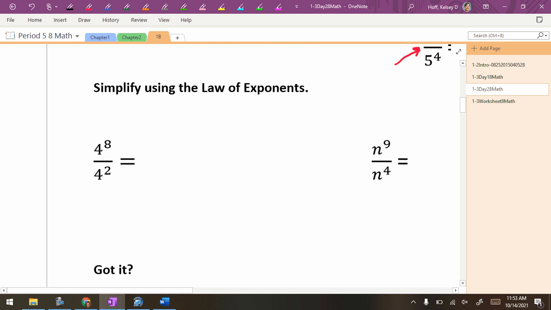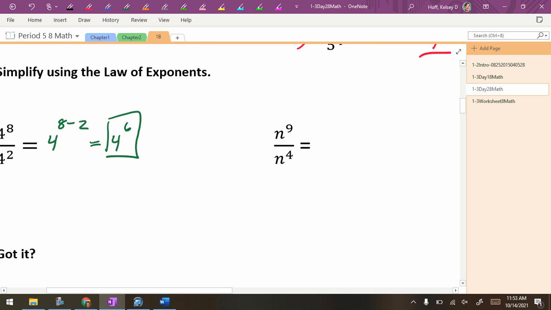Okay, so we go here. 4 to the 8th divided by 4 squared. I know we're dividing because there's a fraction bar. So I keep the base. What's the base? I take the top exponent, 8 minus 2, for a final answer of 4 to the 6th power. It doesn't change just because you now have a variable base.